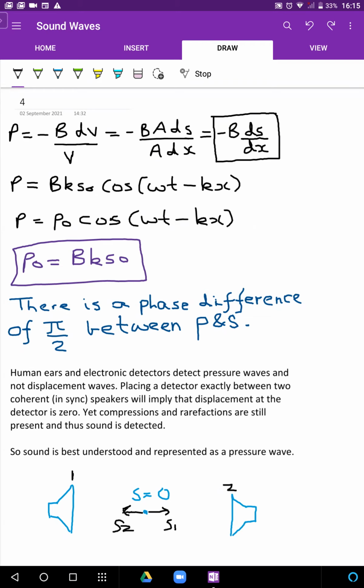Cool. Then you have this other important point where we see how human ears and electronic detectors in general perceive sound, and how sound interferes with other sounds. The way that is done is via pressure waves and not displacement waves. The way sound is actually experienced when it's coming from multiple sources and they interfere is as a pressure wave, not as oscillating particles.